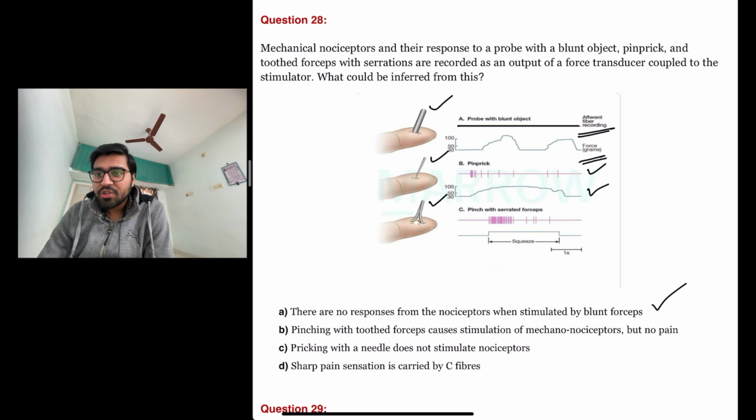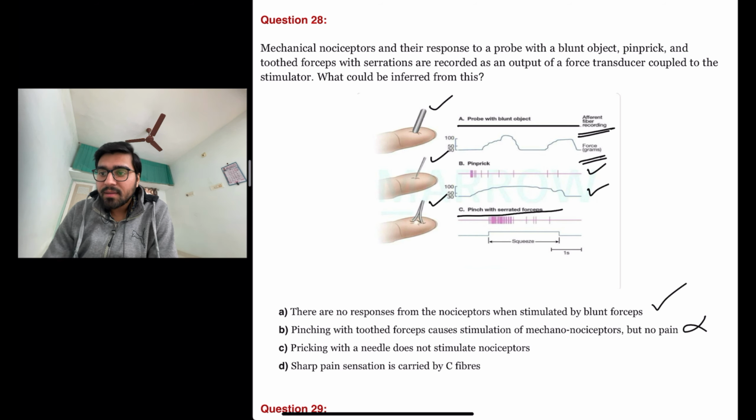Next statement is pinching with toothed forceps causes stimulation of mechanoreceptors but no pain. So pinch with serrated forceps actually leads to stimulation of mechanonociceptors and causes pain because it is still a painful stimulus. So this statement is wrong. Pricking with needle does not stimulate nociceptors. This one is also wrong because pin prick actually stimulates the nociceptors. Okay, there is stimulation always there. So this one is also wrong.